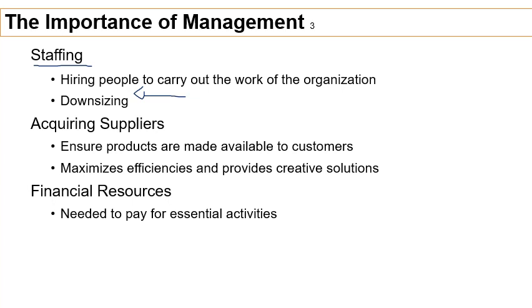Okay. Other than staffing, another key activity is ensuring that you have the right suppliers to complete your job. So if you're manufacturing something, you actually need the right suppliers that will provide you with the materials that you actually need for that function. Otherwise, you're not going to be able to complete the products. The same thing happens with the service.